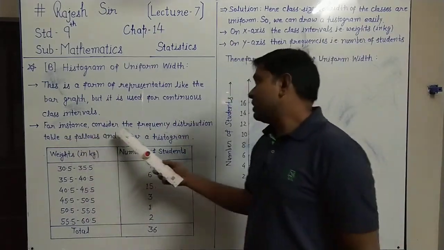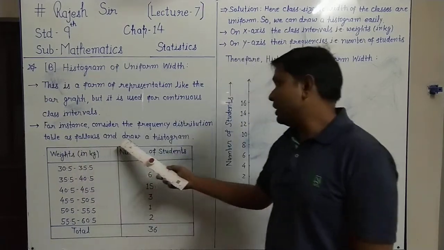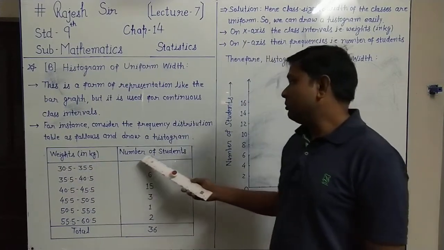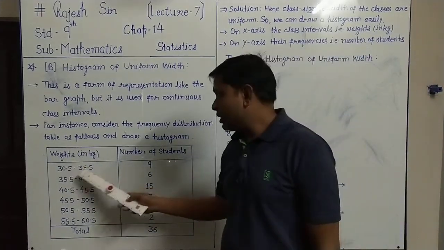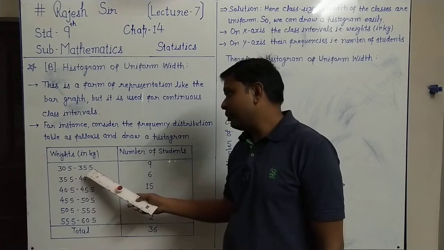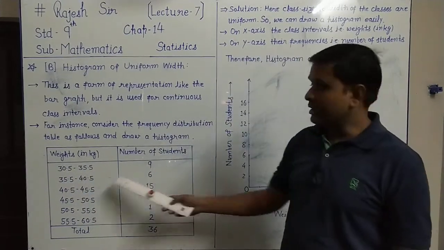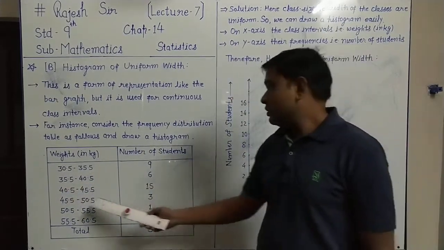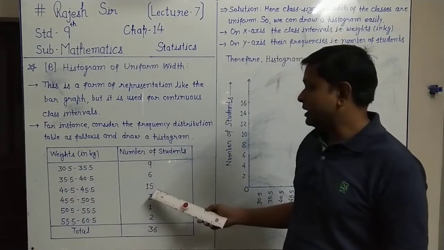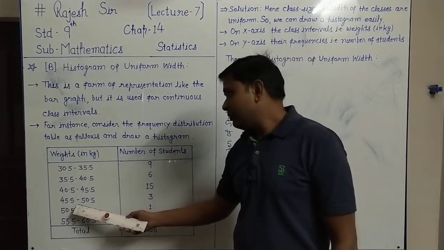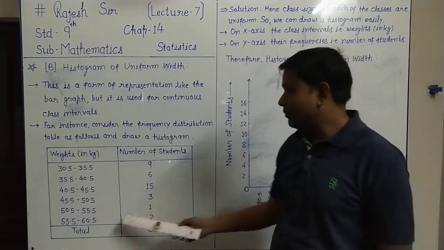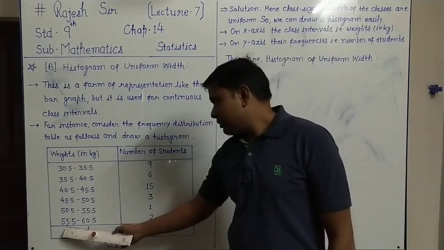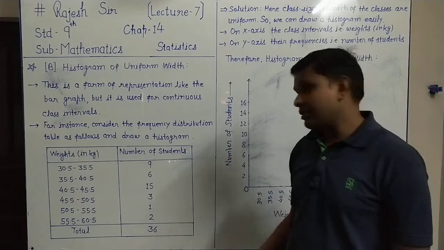For example, consider the following frequency distribution and draw a histogram. Here you can see the weights in kilograms and the number of students. The weights 30.5 to 35.5 have 9 students. 35.5 to 40.5 have 6 students. 40.5 to 45.5 have 15 students. 45.5 to 50.5 have 3 students. 50.5 to 55.5 kilograms have 1 student. 55.5 to 60.5 kilograms have 2 students.